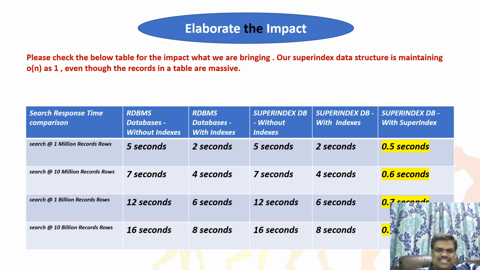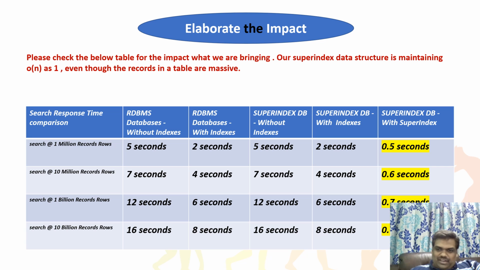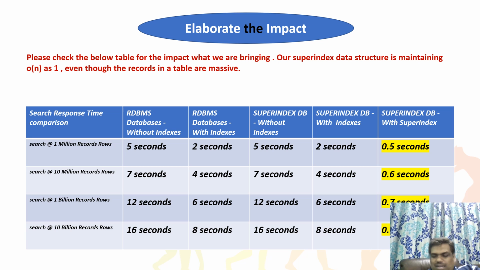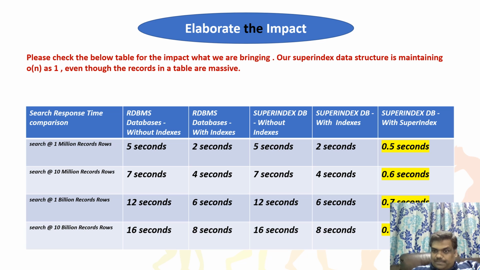This is one particular example. Don't compare with whatever response time you have. There are many factors: the number of records, data types, because an address is big, an employee ID is small, and a credit card number is 16 digits. So it depends. Don't worry about it. But for this particular example, SuperIndex DB with the SuperIndex option has just 0.56, 0.6, 0.7. It's very low response time, and it maintains that whatever the number of records are.